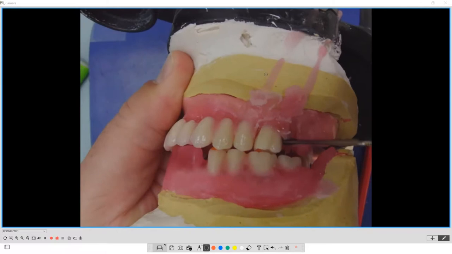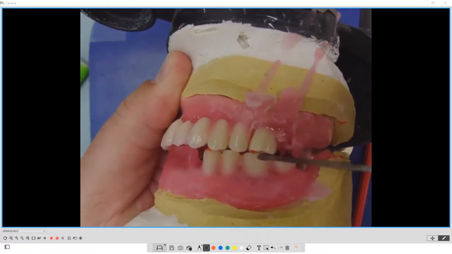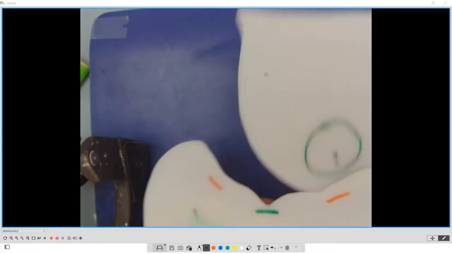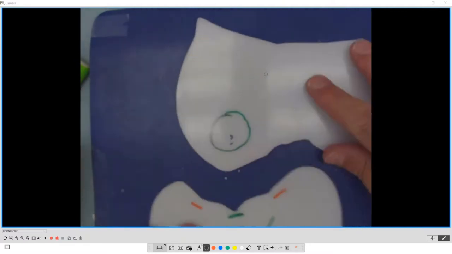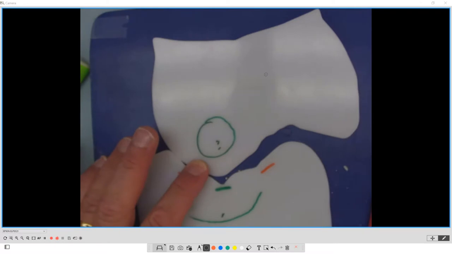So I can go more lingualized, where you see that gap created. That gap is what I've just done: I've taken it and tipped it up. Now, why would I want to do that?